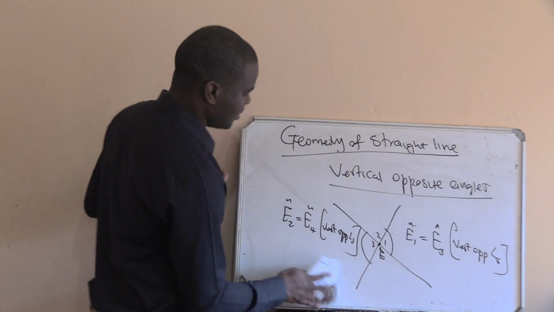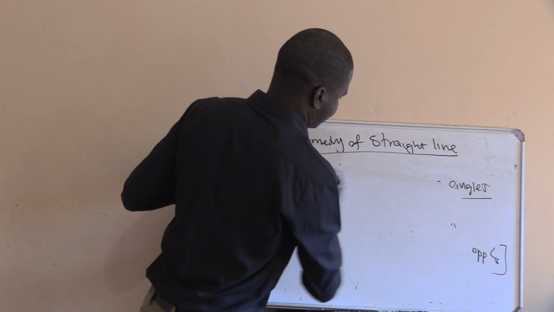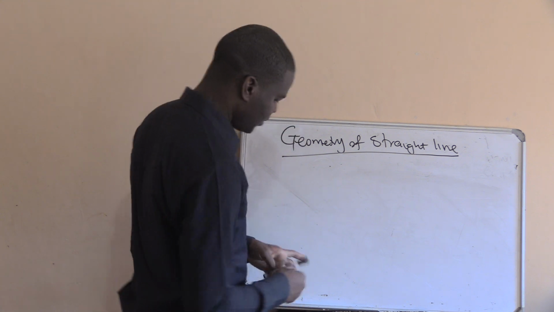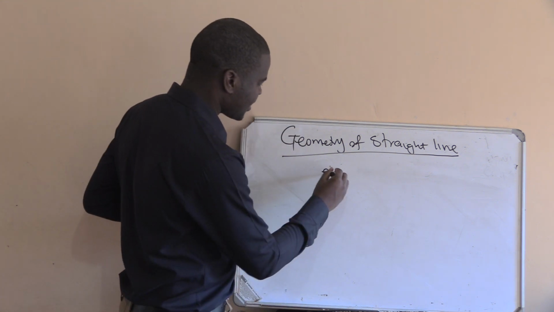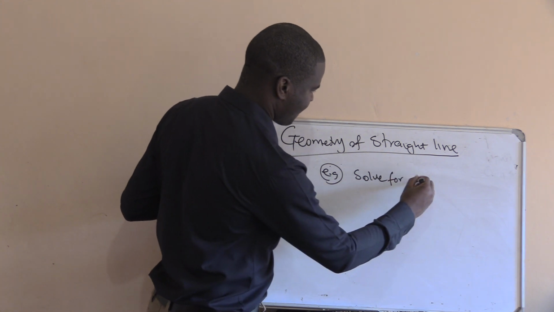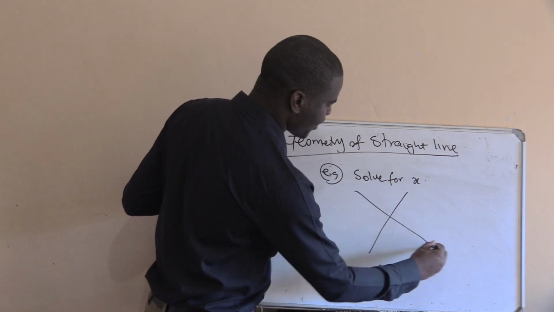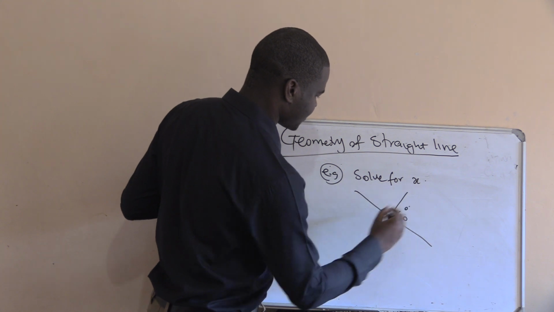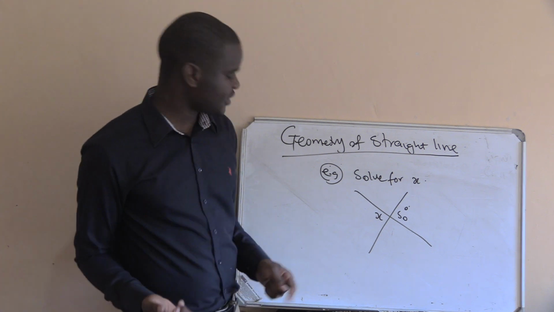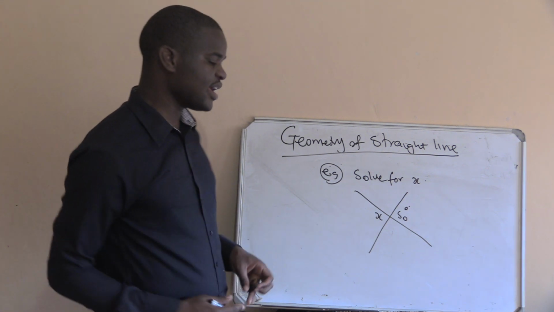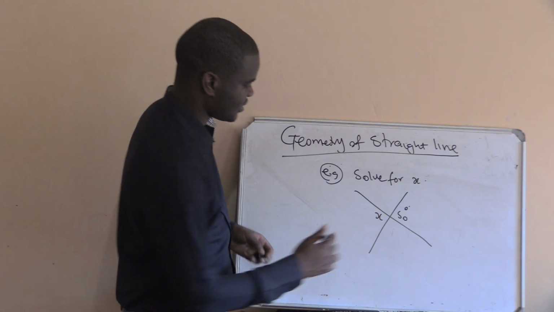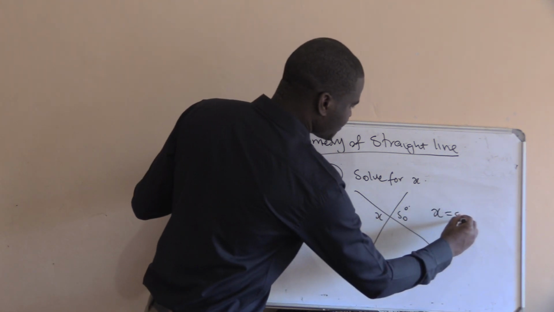Now let us get an example about vertical opposite angles. Alright, look at this one. Example. Solve for x. What is the value of x? Here we're having 50 degrees and this is x. X is, and the other 50 on that other side. Remember we learned about vertical opposite angles. So it means that x is equal to 50.